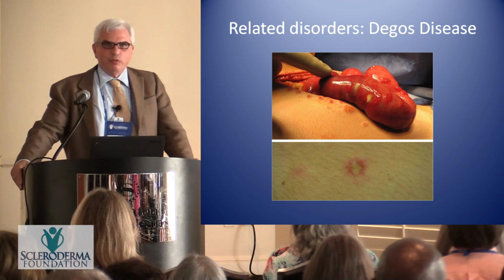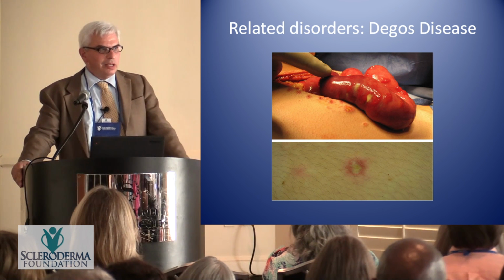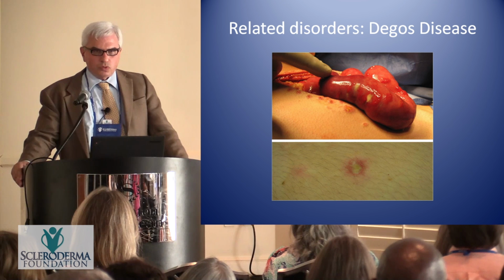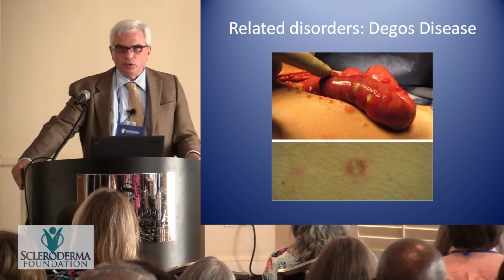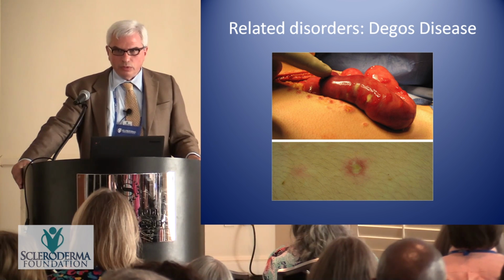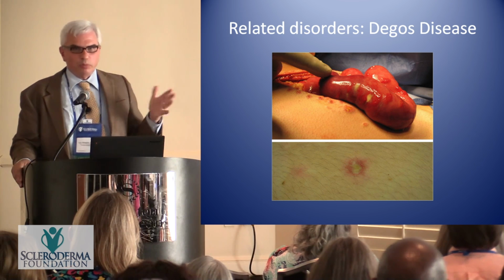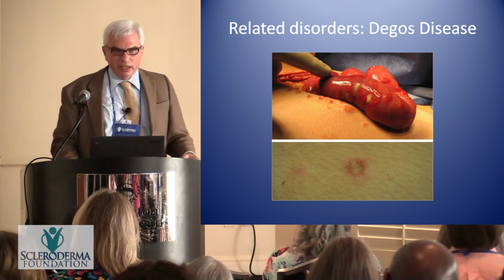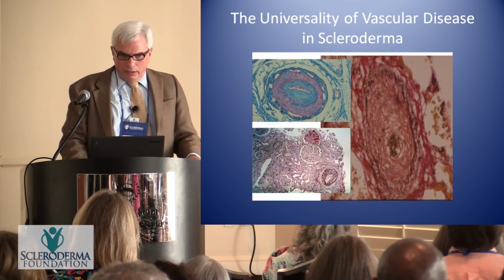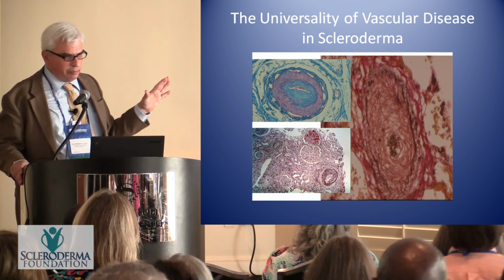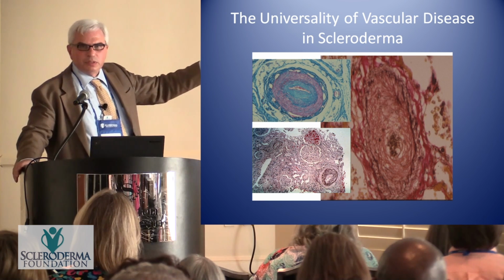But if we find ways, and maybe the mouth will be a way we can do it, if we can look for blood vessel change, if we have ways of measuring blood flow early in the disease, we may be able to come up with a new mechanism, or at least support the mechanism that poor blood flow is the basis of the thinning, and that this is another target for therapy. So again, I just want to close by emphasizing the universality of this blood vessel disease.